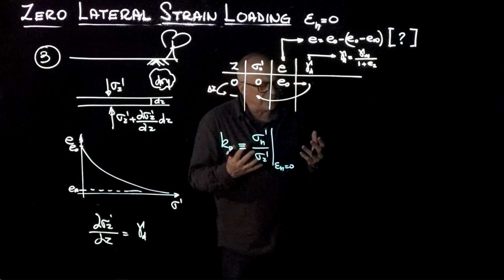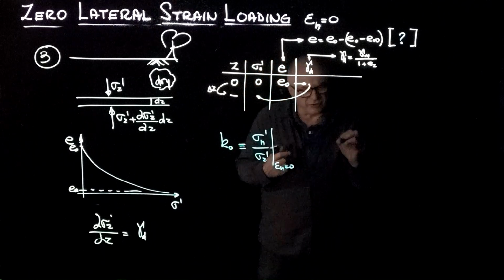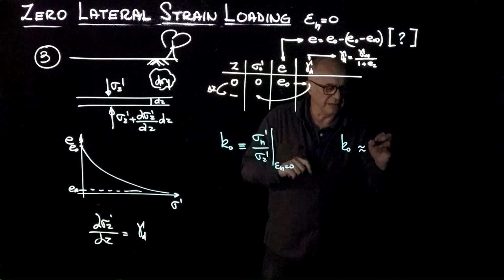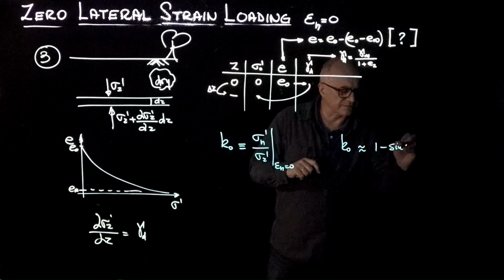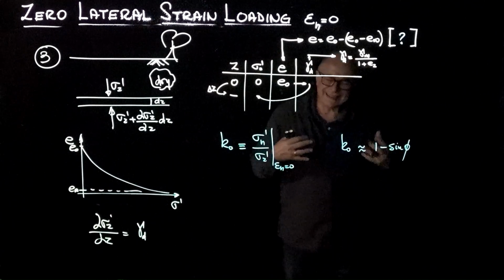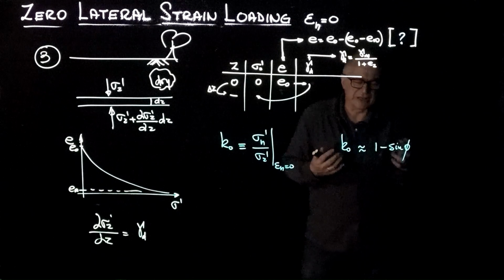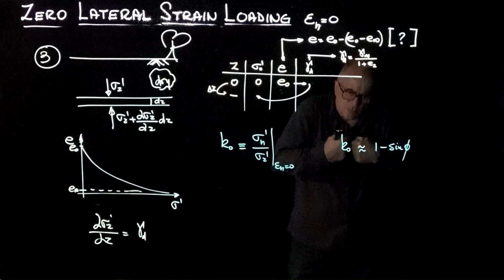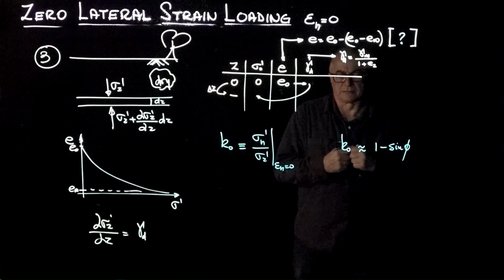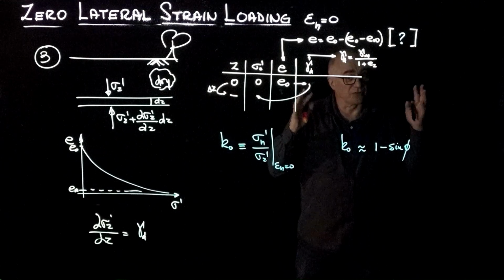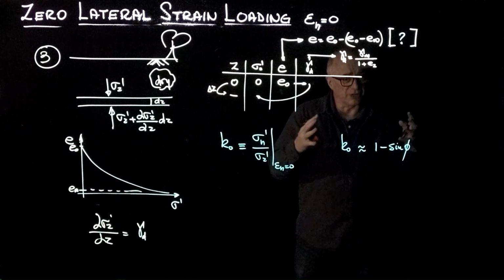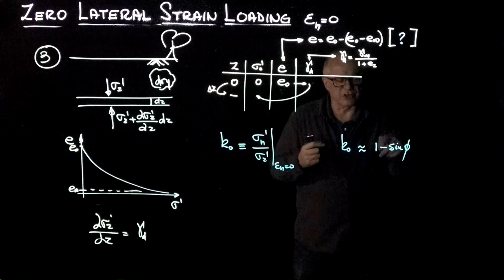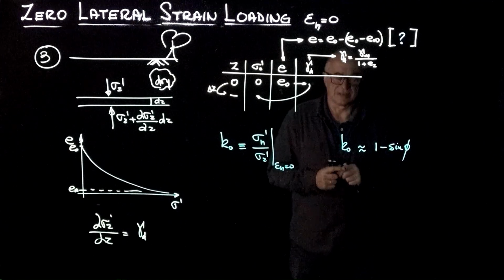But he actually proposed the following equation. K0 is going to be empirical, 1 minus sine phi. And that is a nice intuitive expression, because the more frictional the soil is, the less its tendency to push sideways. In fact, if you think of water with no friction, this ratio for water becomes 1, where friction is 0. So the asymptote makes sense.